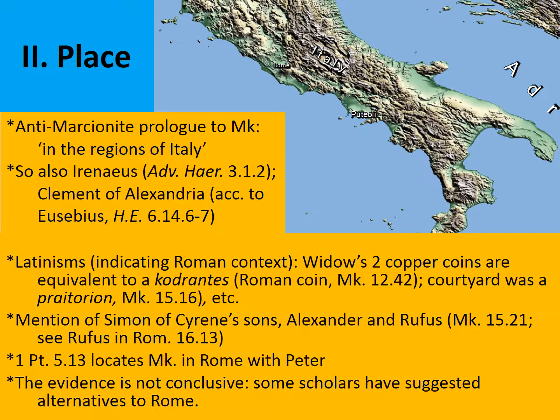The mention of Simon of Cyrene's sons, Alexander and Rufus, is also interesting. In Mark 15:21, we see another reference to Rufus in Paul's greetings to the church at Rome in Romans 16, verse 13. So the mention in Mark's Gospel of Rufus may well be because the church there actually knows him and his brother Alexander. In 1 Peter chapter 5, verse 13, Mark is located in Rome with Peter, another strong indication of place for Mark's Gospel and for the connection between Mark and Peter.